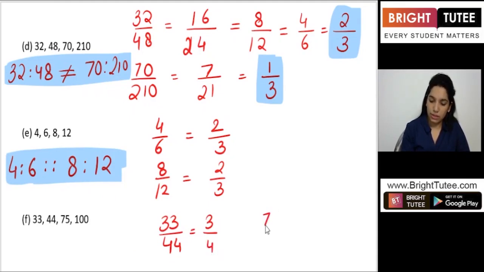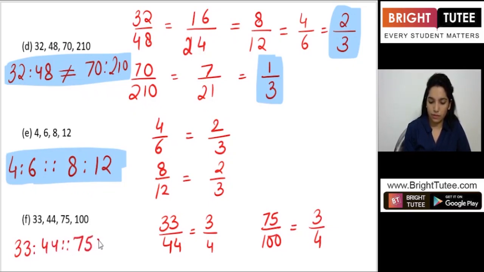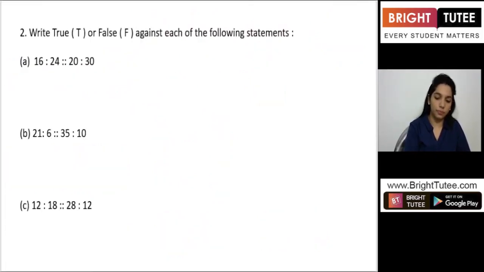And in the next one it is 75 over 100. Dividing both the numerator and denominator, 75 and 100, by 25, we get 3 over 4 as the answer. So we can write 33 is to 44 is in proportion with 75 is to 100. Clear? So these are the ways in which we can check whether the given ratio is in proportion or not.